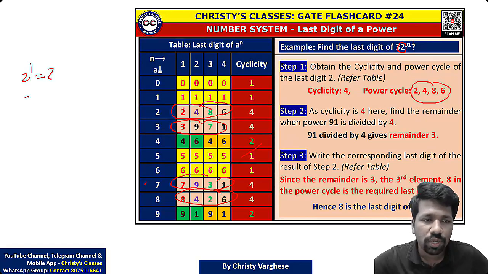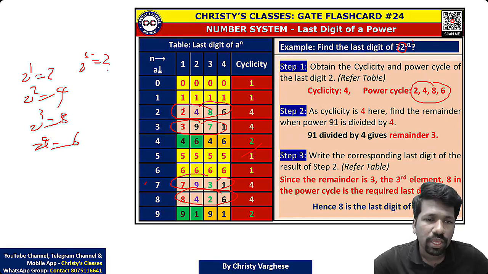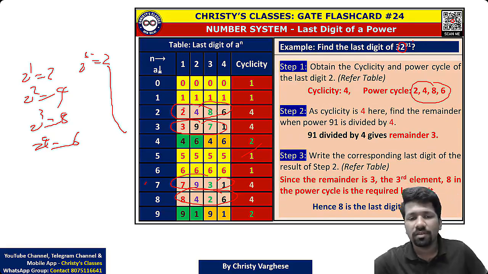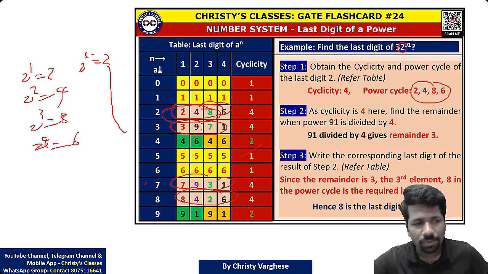2 raised to 1 2 है, 2 raised to 2 4 है, 2 raised to 3 8 है, 2 raised to 4 16 का last digit 6, 2 raised to 5 2 into 4 again 2. Again 2 means this 2486 power cycle will repeat. This is how to derive it. New students, don't worry. This is a separate topic we will be discussing. That time we will elaborate.